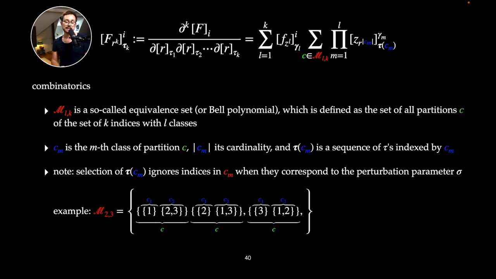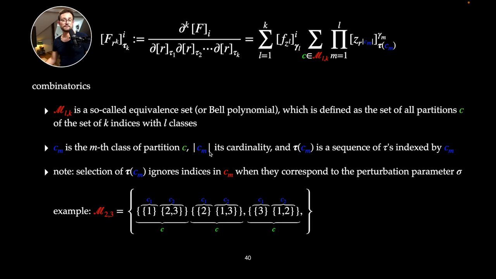Okay, let me give you an example. Let's have a look at the M2K equivalence set. I have k equals 3, so I have the three indices 1, 2, and 3. And I have l equals 2, so I have two classes. Now, this is again combinatorics, how can I put those three numbers, 1, 2, 3, into two classes? I could say one class contains only the 1, then the other one would contain 2 and 3. I could also say one class contains the 2 and the other class contains 1 and 3. Or I could say the first class is 3 and the second class is 1 and 2. So I have three partitions of the set of three indices with two classes. And this is what we then call the M2K equivalence set or Bell polynomial.